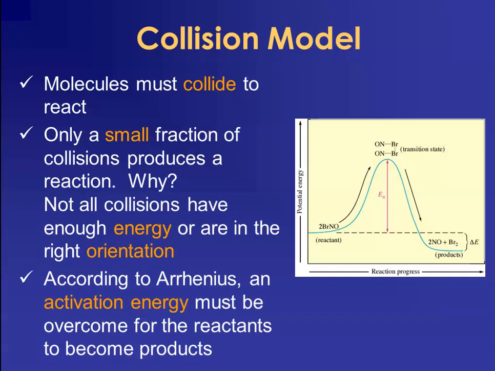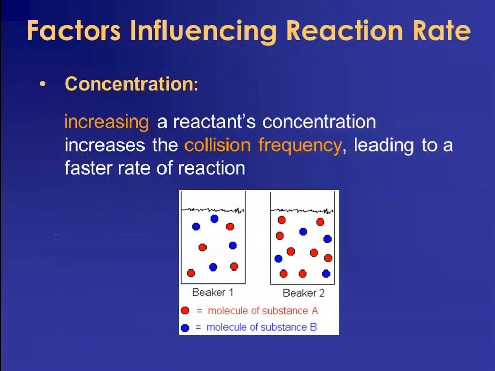And the energy amount that is required to form that transition state is known as the activation energy. And according to Arrhenius, that has to be overcome for the reactants to transition into products. For some reactions, that value is going to be much steeper than others. So some factors that influence how quickly a reaction can occur include the concentration of your reactants.